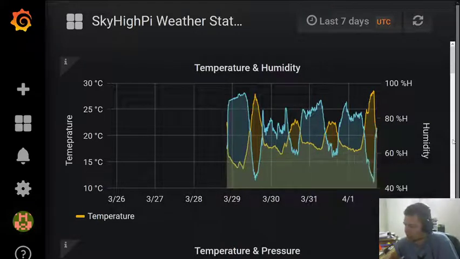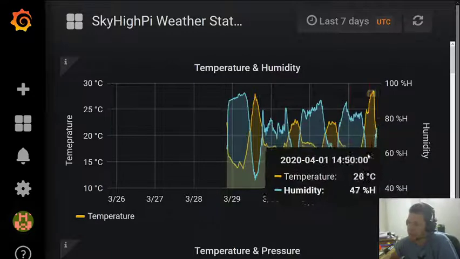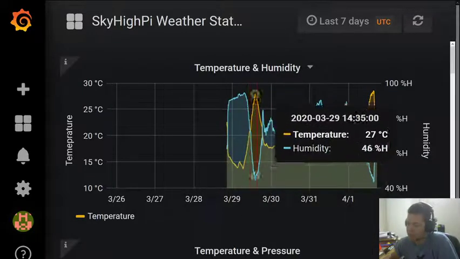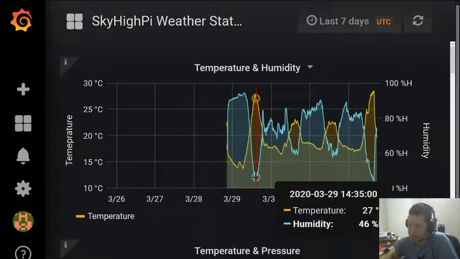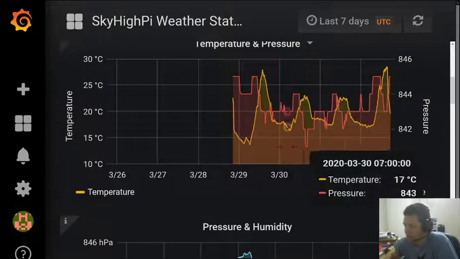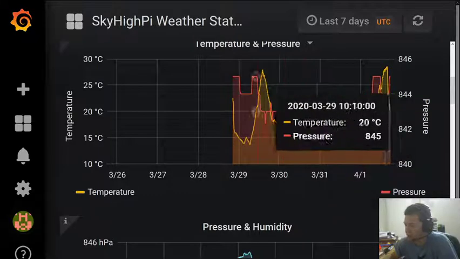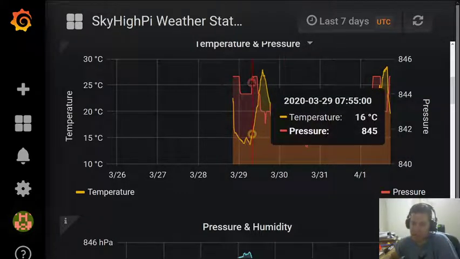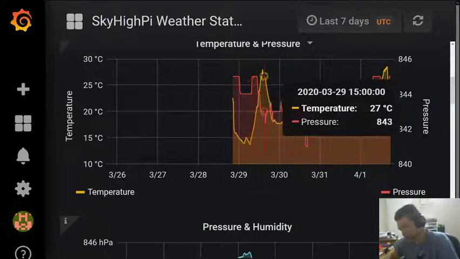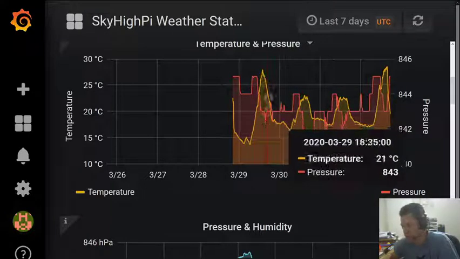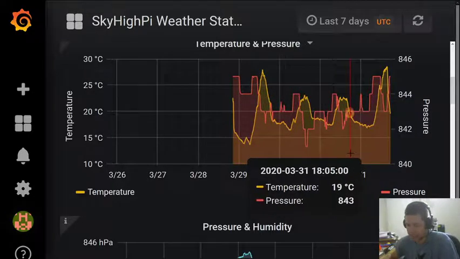But the key relationship here is that when it's very hot, then the relative humidity is super low. And the other one is also when it's very cold, then the air pressure rises a lot. And when the air gets warm, then the air pressure drops, and that cycle continues day in and day out.